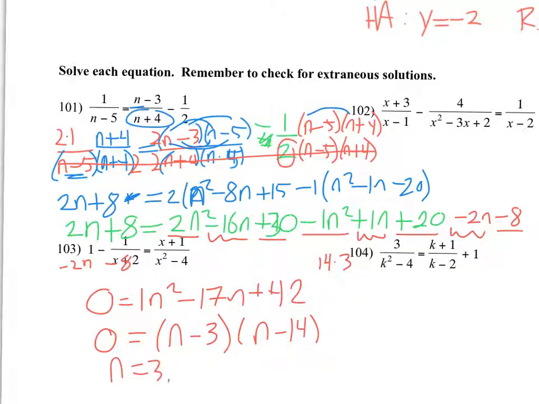N equals 3, n equals 14. If I look at those two solutions, neither of those causes an issue up here because neither of those would cause me to divide by 0. And that's it. Oof, that was a mess.